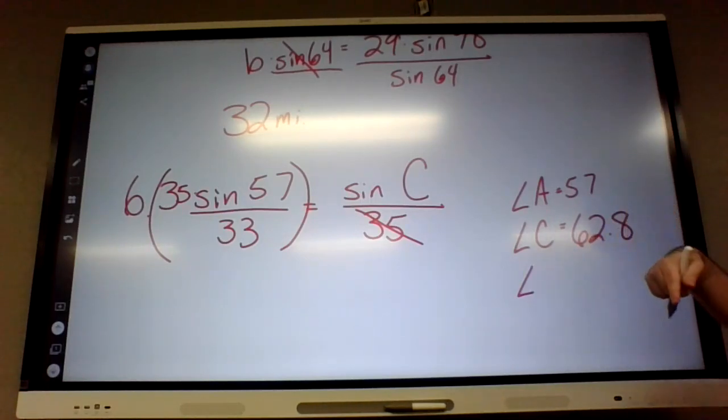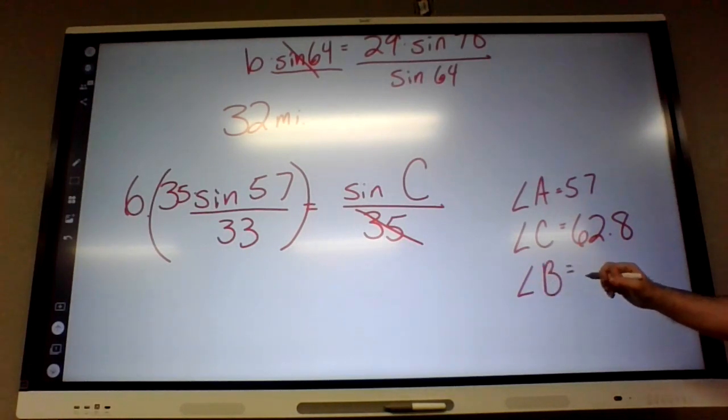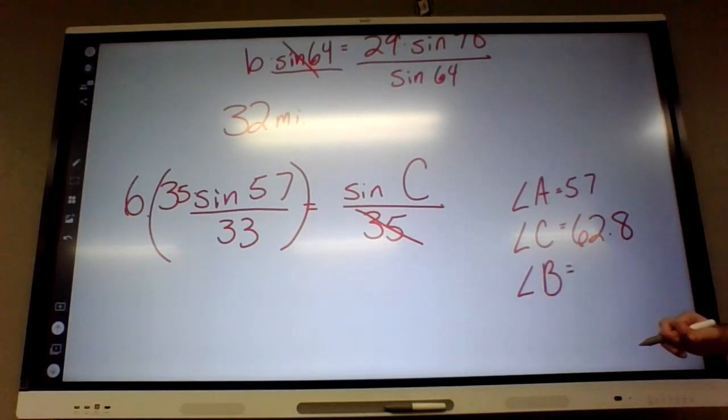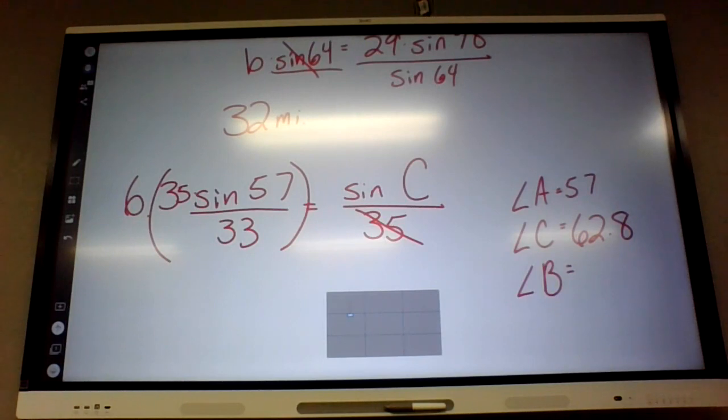Okay. Now, that's not what we're actually looking for. We're actually looking for side B, which means we need angle B. So how could I figure out what angle B is? 57 plus 62.8 added and then 180 minus that. Right, three angles of a triangle have to add up to 180. So 180 minus those two should give us angle B.